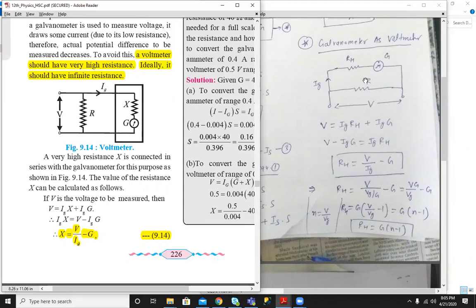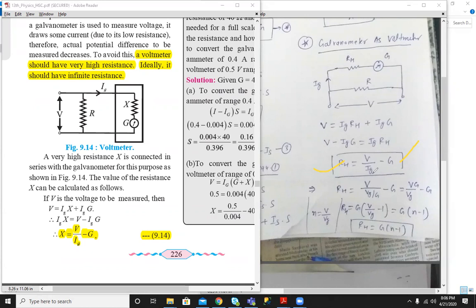In series, we know that voltage gets added. So total voltage V equal to voltage across this high resistance plus voltage across this galvanometer resistance. So you have to determine this high resistance. So just put this term on the left hand side. You will get RH. Okay. So this is your first equation.